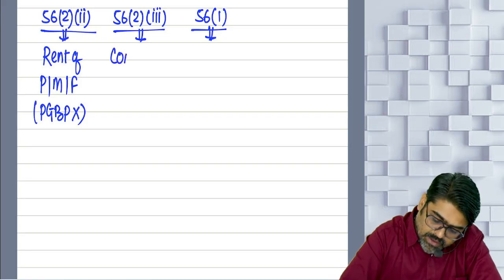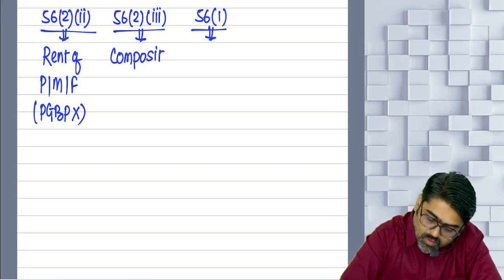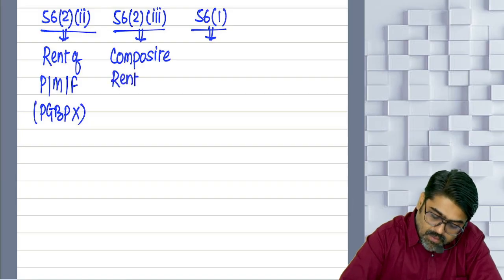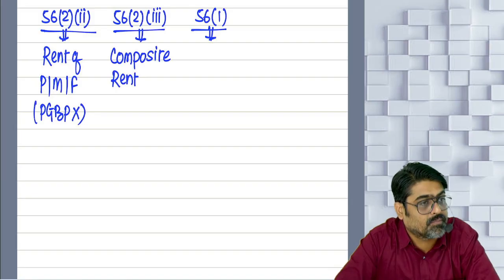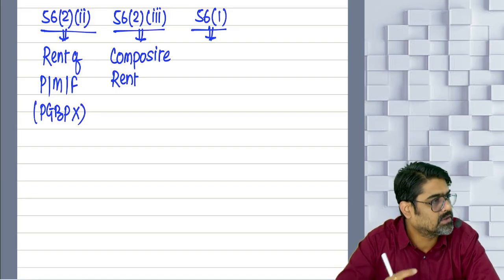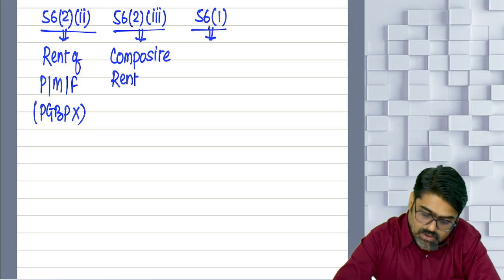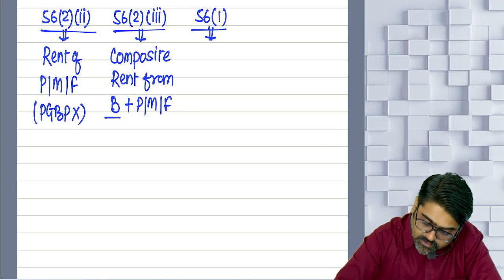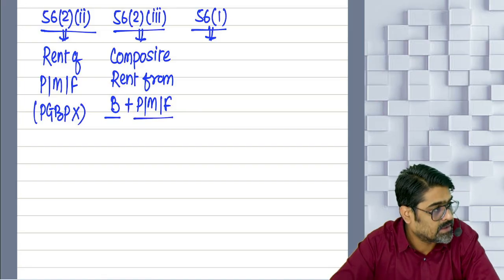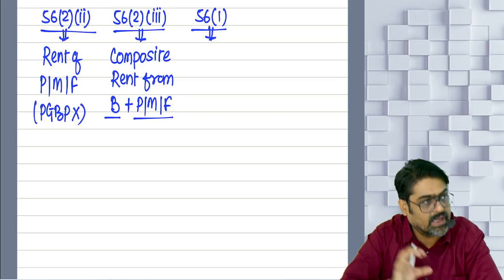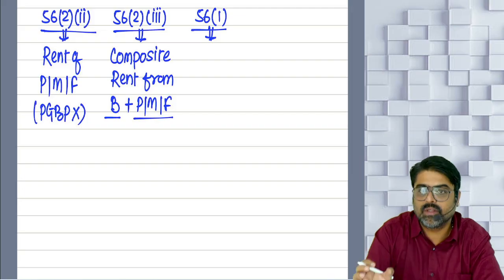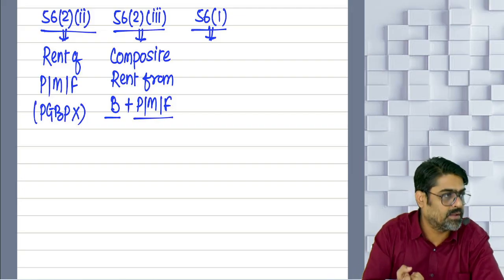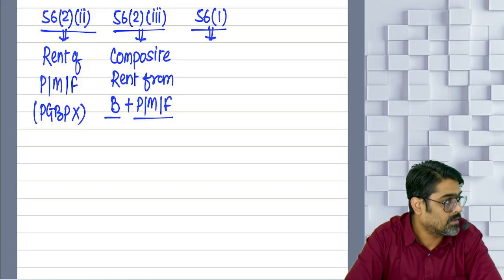Have you heard about composite rent? What is composite rent? Rent of two assets coming together. I've already discussed this in the income from house property chapter. Rent from building plus plant, machinery or furniture. If a building is given on rent with plant, machinery and furniture, and the rent of these two assets comes together as combined rent, that is known as composite rent. Yes or no?